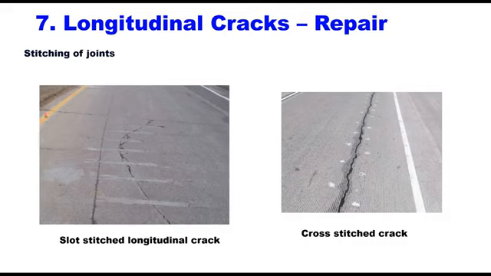Here, deformed tie bars are installed either in holes that are drilled at an angle through the cracks from both sides or in slots across the crack as shown here. These bars help to hold the cracks tight and maintain good load transfer across the crack.